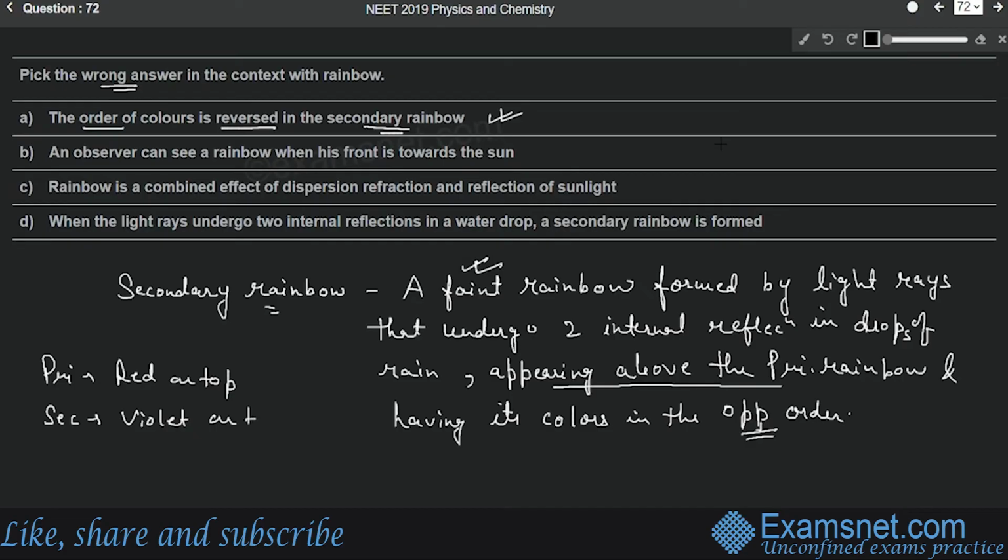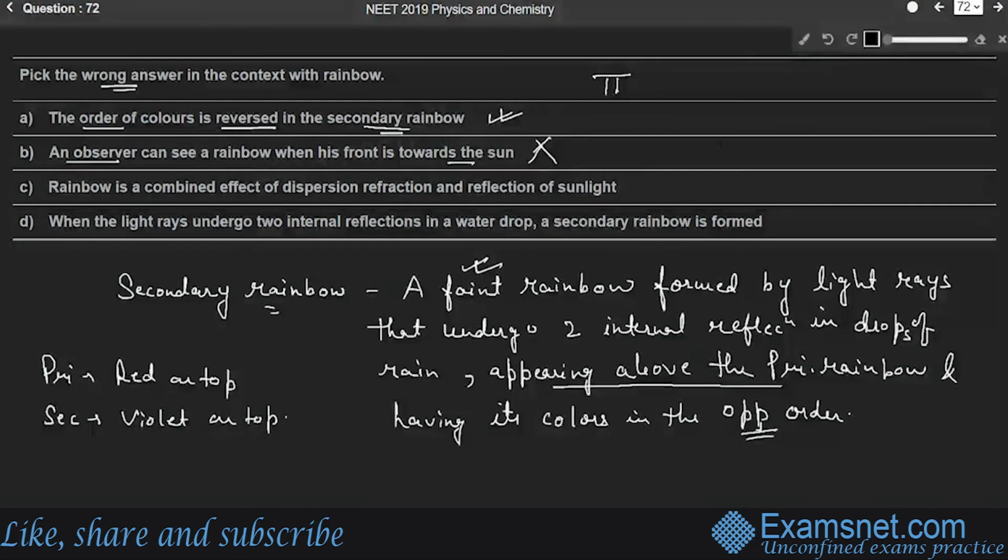Now, let's come back to the statements. First statement is that the orders of colors is reversed in the secondary rainbow. So this is true. Now, in the second one, it is said that an observer can see a rainbow when his front is towards the sun. Now, this is not a correct statement, because when you face the sun, you cannot see a rainbow. And what is the reason? Reason is that the center of the primary rainbow is opposite to the sun.